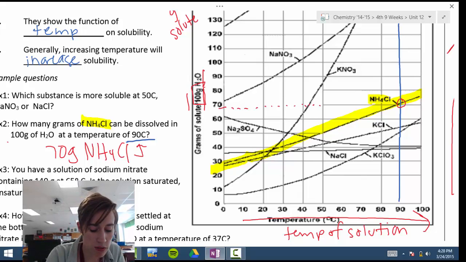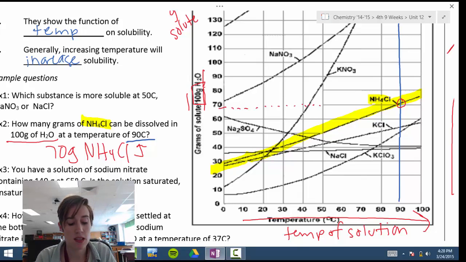Now you might be asking yourself, well, what about this? It says how much of it can be dissolved in 100 grams of water. Well, that's just actually telling us which graph to look at. This graph automatically tells us that every single line is in 100 grams of water. So it's just telling us to look at that particular graph.